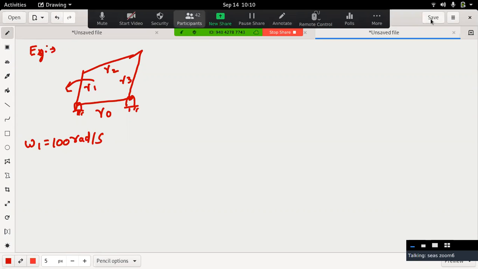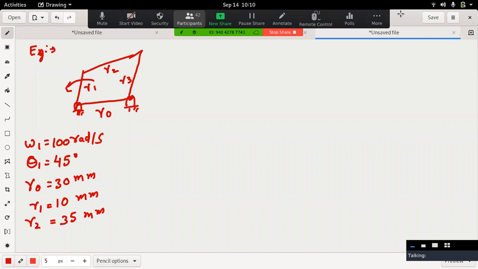Theta 1 is given as 45 degrees. R0 is given as 30 mm, R1 is given as 10 mm. It is the same example we solved during the position analysis. R2 is given as 35 mm, and R3 is given as 20 mm.